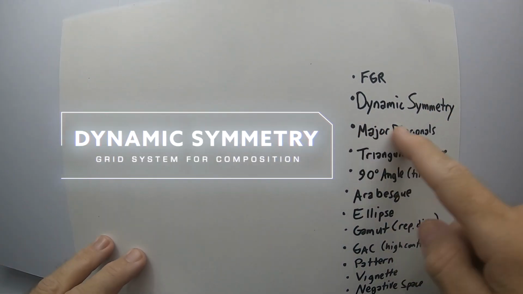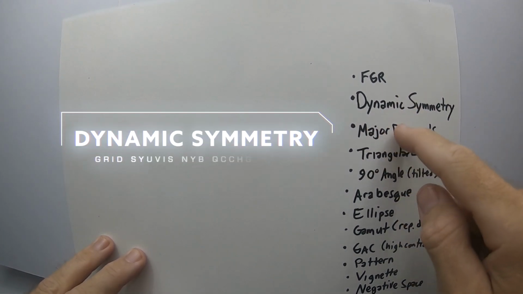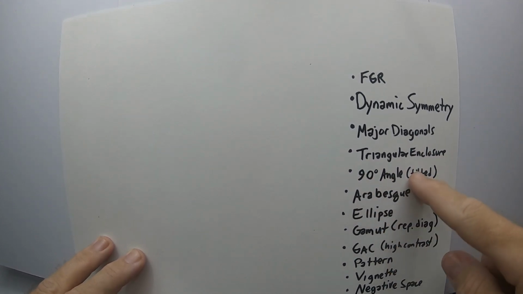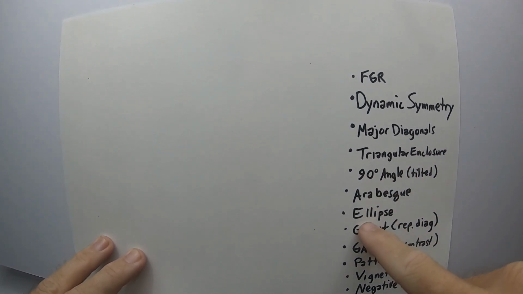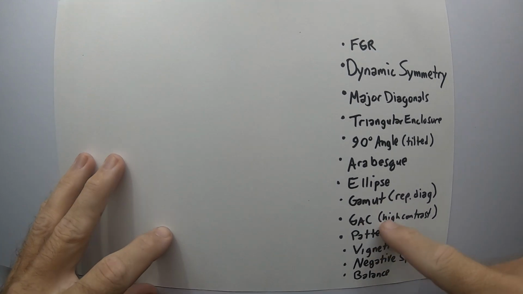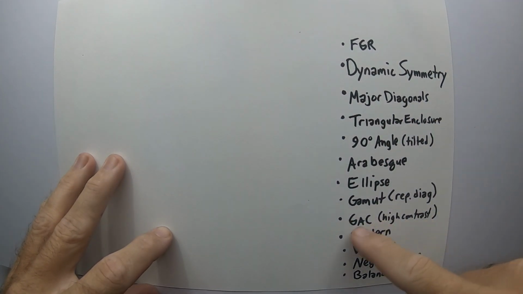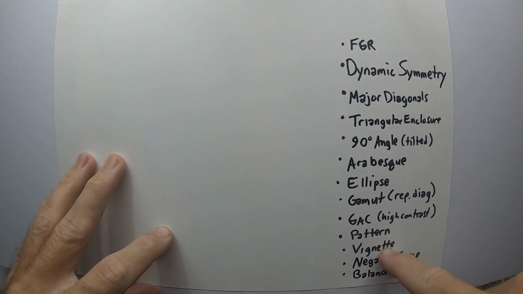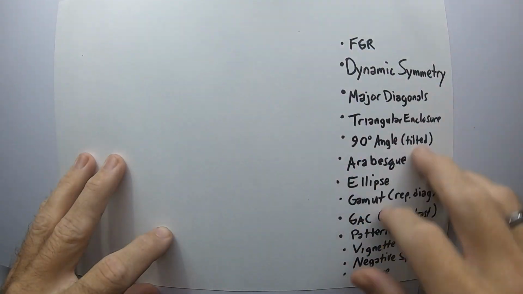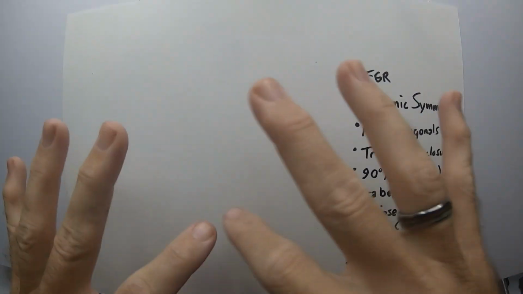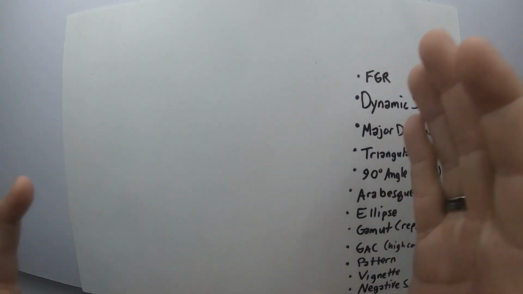Dynamic symmetry, major diagonals. These are promoted by the dynamic symmetry. Triangular enclosures are as well, 90-degree angles. We'll do arabesques, ellipses, gamut. The greatest area of contrast, that's kind of where we're drawing the viewer's eyes, and we can also do that with colors. Pattern, we want to incorporate some patterns in there. And then vignette, keep the eyes within the composition and not high contrast near the edge. Negative space, we're going to try and fill in some negative space if it's not looking balanced.